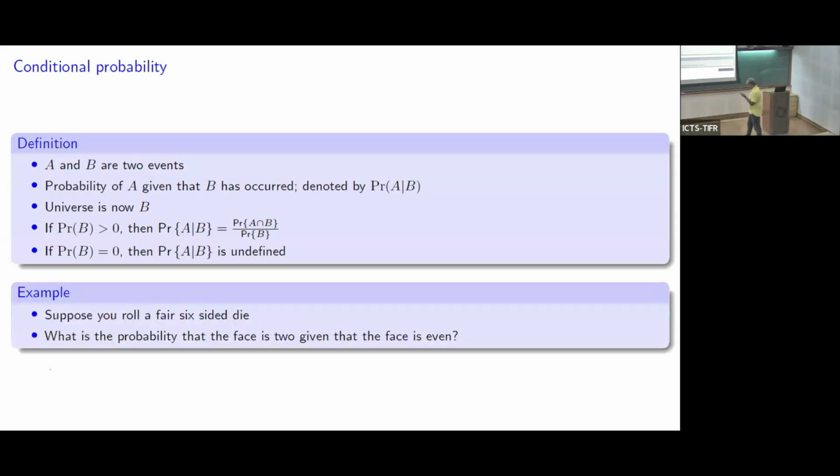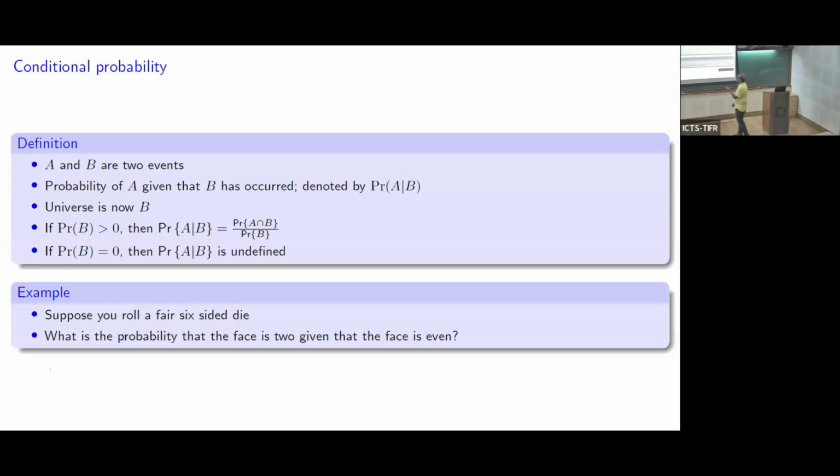So we just did this example. Suppose you roll a fair 6-sided dice like what you had here. What is the probability that the face is 2 given that the face is even? Can you find that out? It is just like what we did here. You can just try to do this.